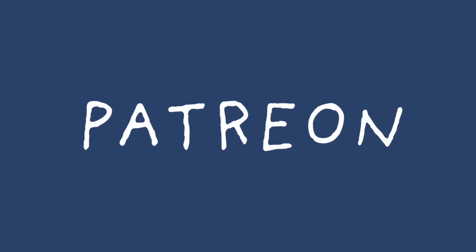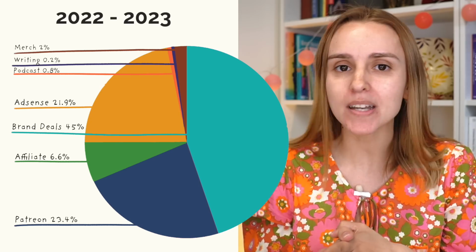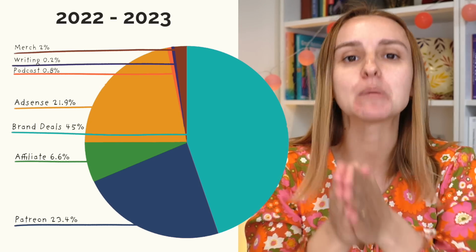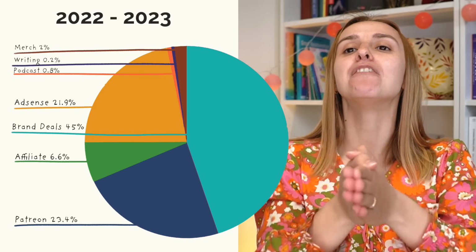But next up, we have Patreon coming in at 23.4%. This is the biggest percentage that it has ever been. And the actual amount has only decreased slightly from last year. And this has definitely been my most steady form of income during this very transitional year.